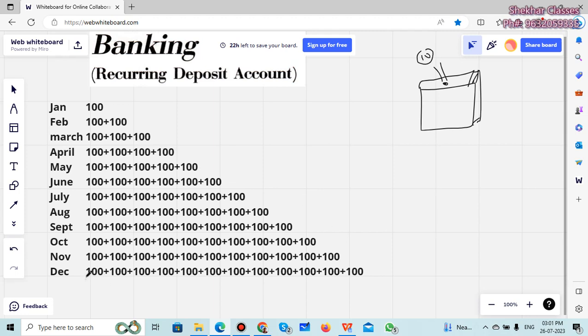And by the time December comes, how many hundreds has he given? 1, 2, 3, 4, 5, 6, 7, 8, 9, 10, 11, 12: 1200. So after 1 year, will you be getting 1200 rupees or more than that? Yes, you will get more than 1200 rupees. It will give you interest. The question arises, how much?